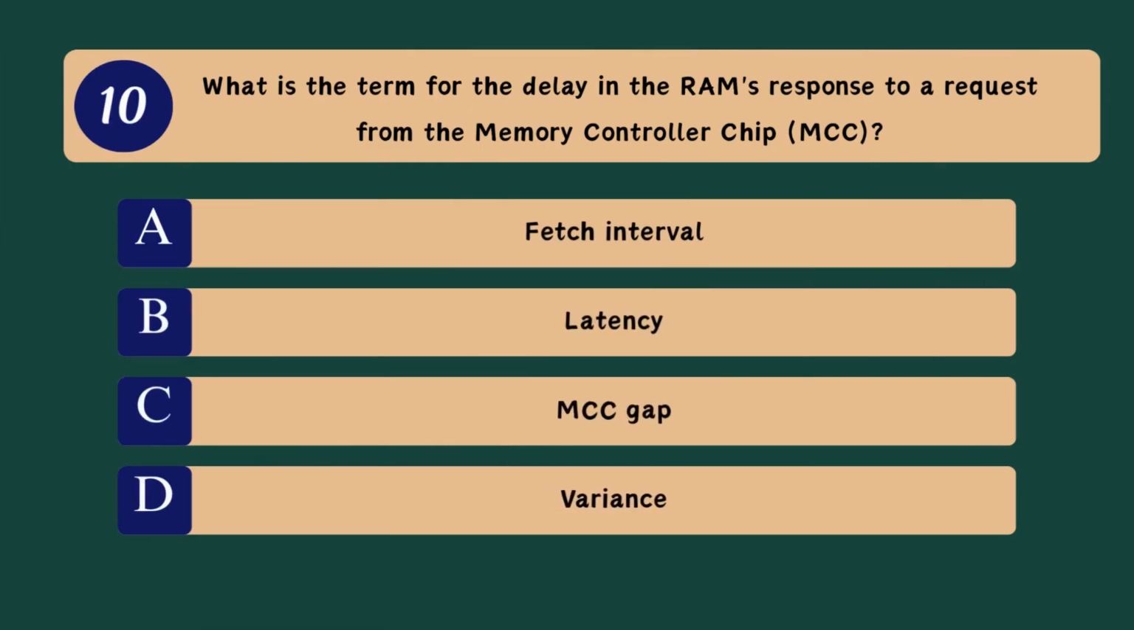Question 10. What is the term for the delay in the RAM's response to a request from the memory controller chip? A. Fetch interval. B. Latency. C. MCC gap. D. Variance. Correct answer. B. Latency.